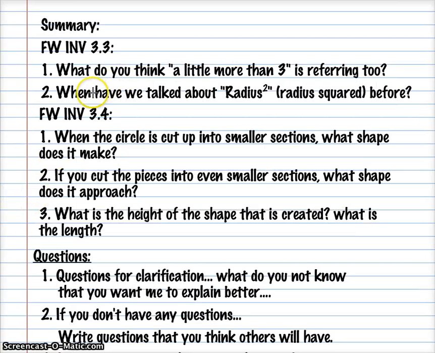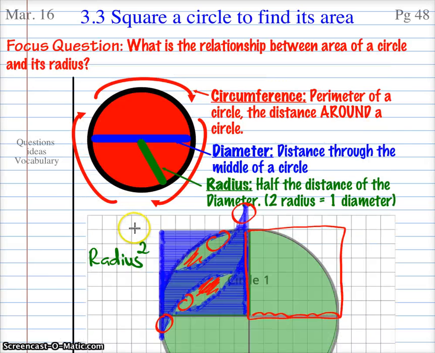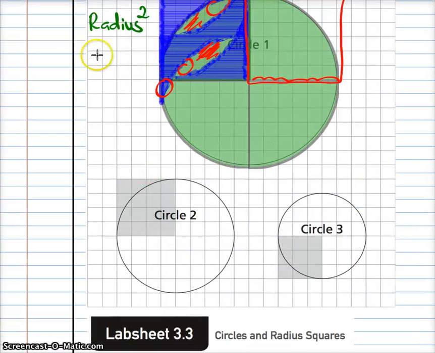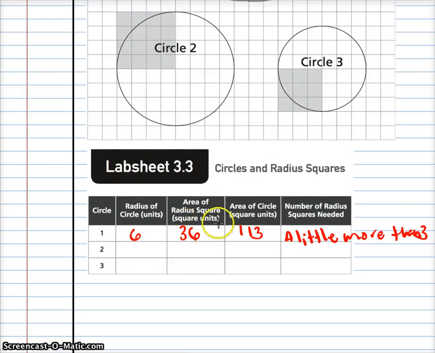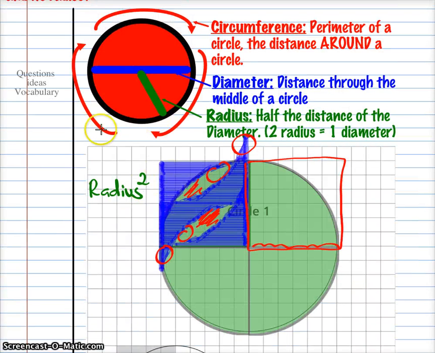In 3.3 again, when have we talked about radius squared before? Radius squared, this is what it looks like. This is what it's spelled out like. When have we talked about radius squared? So we see it here. Where else do we talk about it? In what section do we talk about it? And we were talking about radius squared. What were we talking about? It talks about the area of radius square units. So radius squared shows up here, it shows up here. Where else do we talk about it this week? Last class.